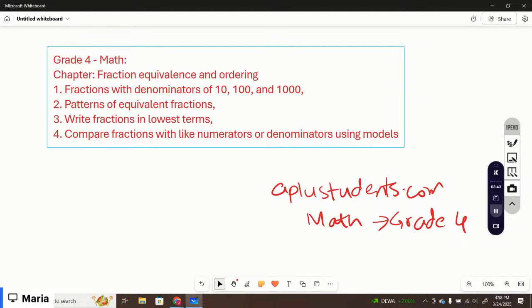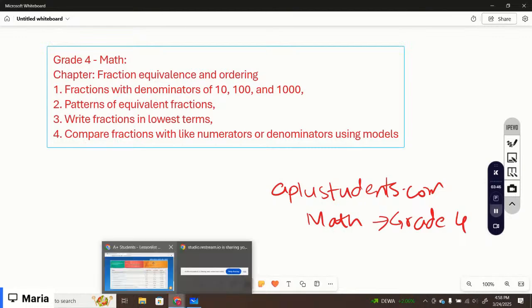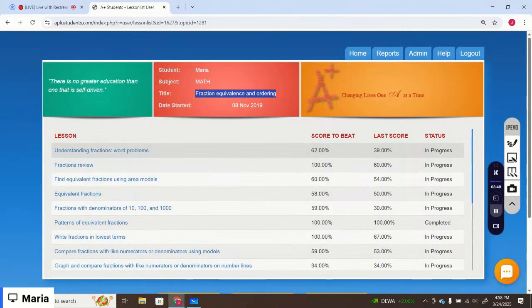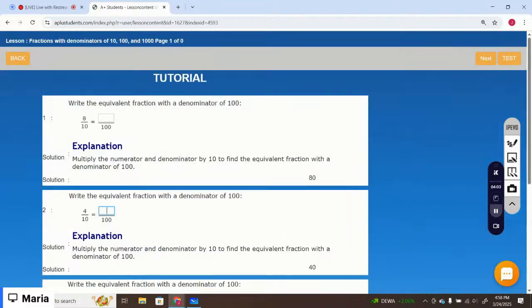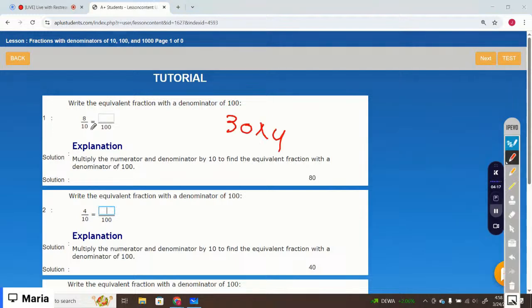Okay, here I'm on math. The chapter we're on right now is fractions, equivalence, and ordering. Let's just start with the lesson that is fractions with denominators of 10, 100, and 1000. Write the equivalent fraction with the denominator of 100. 8 over 10. You have to make the denominator 100. Now you need to write down the numerator.